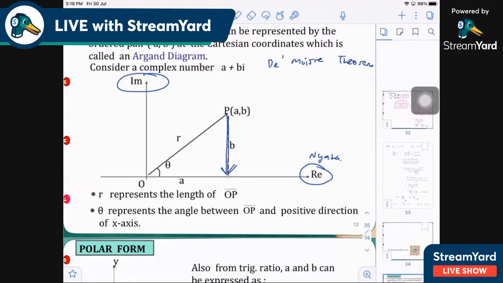Under the coordinates of a, b over here, a will always represent the real number, and b will represent the imaginary number. So this coordinate here is a and here is b. That is what our a, b represents. And r represents the length of OP. This length over here is r. r is just the length.